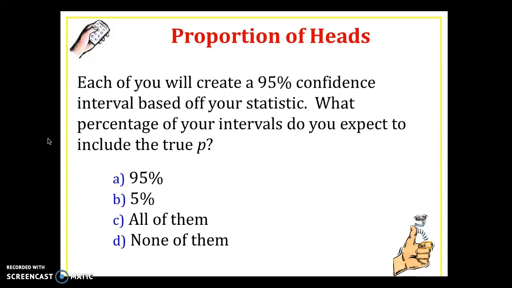So we're not going to go through this since it's a video, but suppose 30, 40, or 50 students flipped a coin 25 times and recorded their sample statistic, their p-hat. If you create a 95% confidence interval based off your specific statistic, what percentage of your intervals do you expect to include the true p? So maybe instead of your intervals, think of all the classes. We're doing many different samples. What percentage should include the true population parameter? 95%. 95% of the intervals should contain the true population parameter. In this case, it'd be 0.5 for flipping a fair coin.